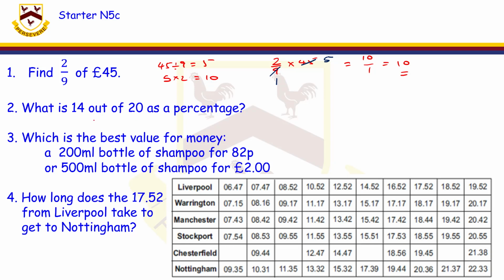Right, second one, 14 out of 20 as a percentage. Percentage means out of 100. So we want to make this out of 100. To go from 20 to 100, I multiply by 5. So I've got to do the same thing to the numerator as I've done to the denominator. Times 5. And 14 times 5 gives me 5 times 4, 20, 0 carry 2, 5 times 1 is 5 plus 2. So that's 70 out of 100. Oops. 70 out of 100, which is 70%.